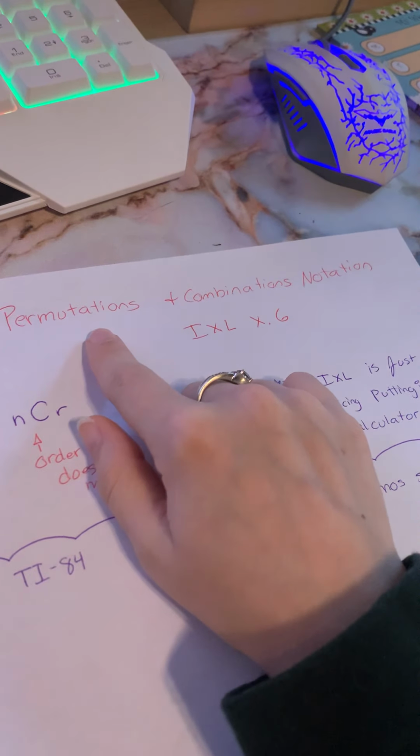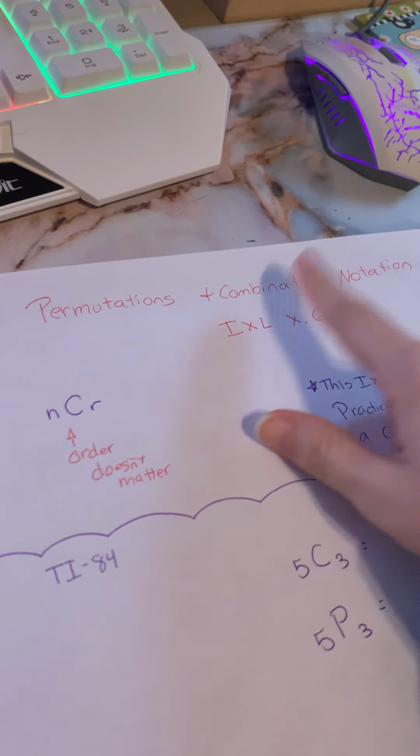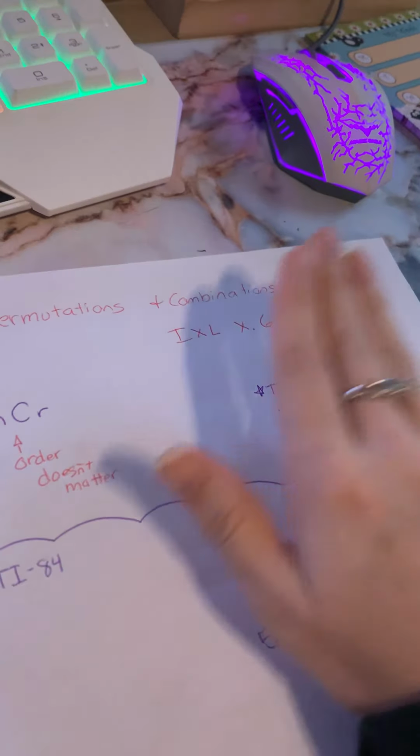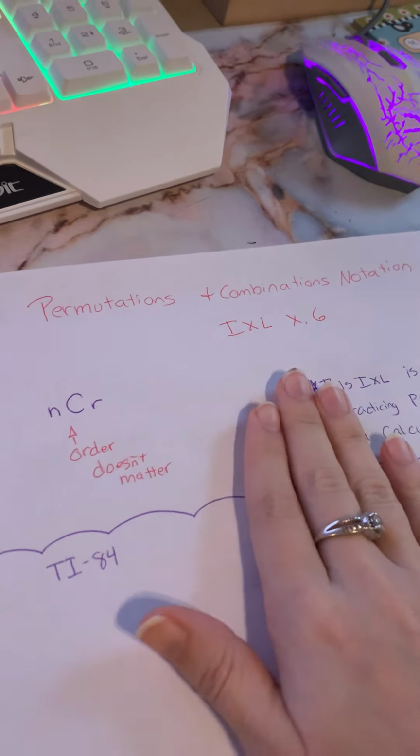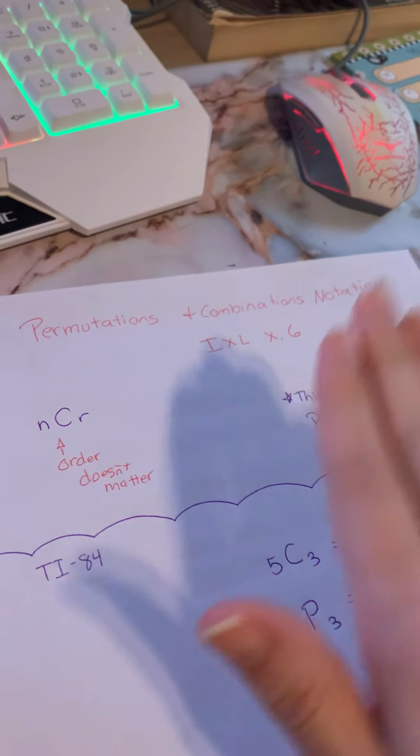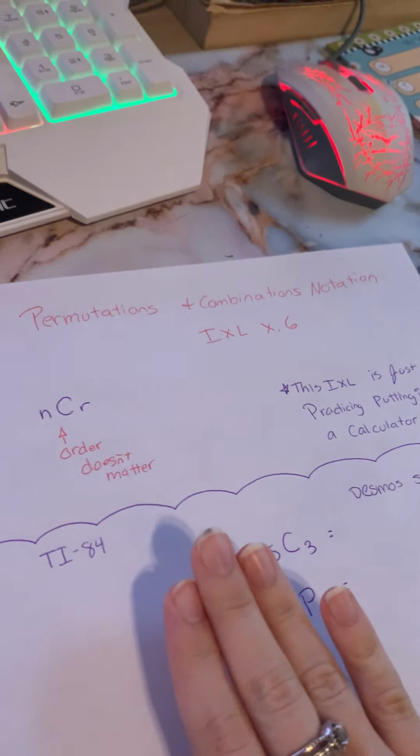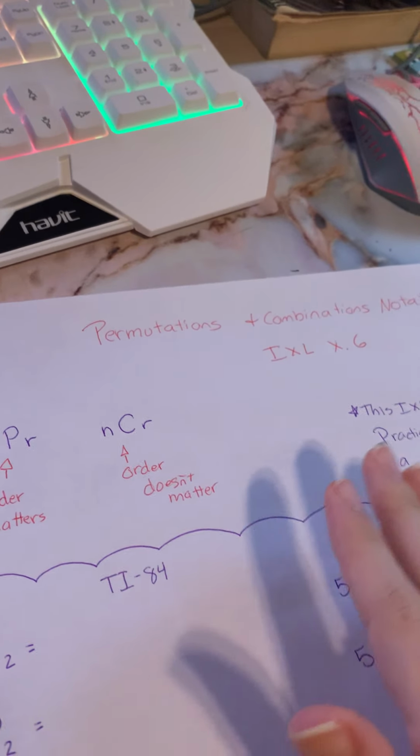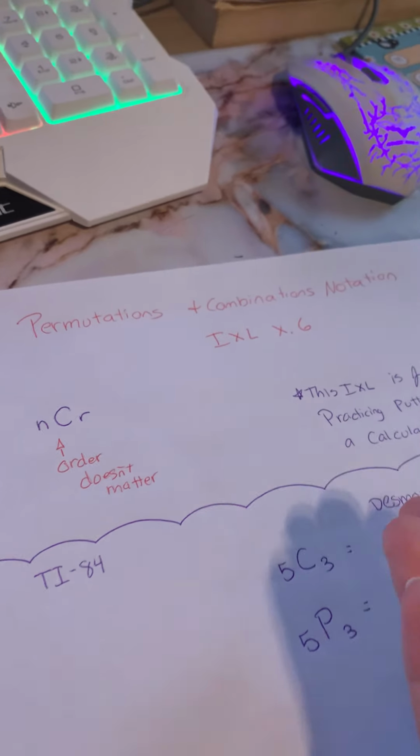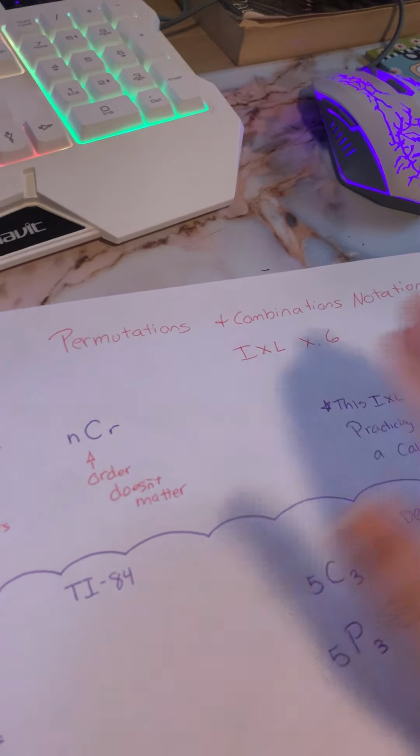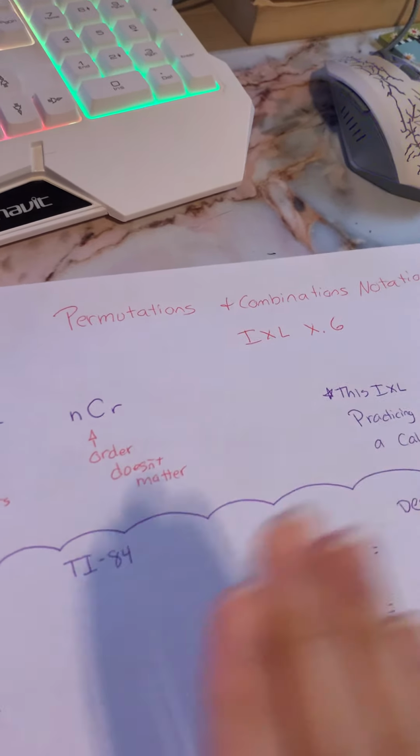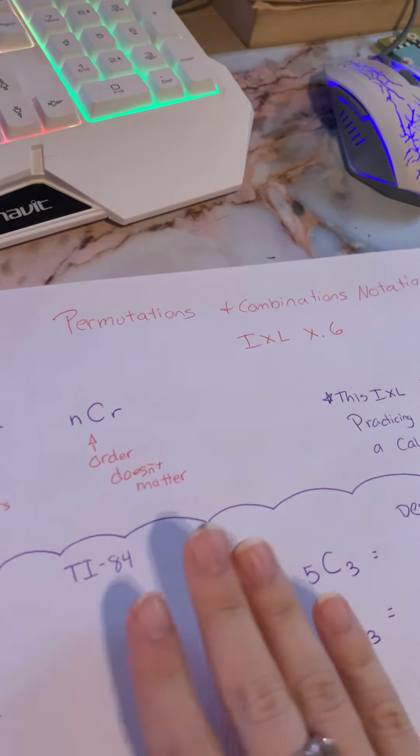Guys, this is IXL X.6 permutation and combination notation. This IXL is going to be really easy. All you're doing is practicing typing them in a calculator, right? You don't even need to know what the difference between them is. I'm going to tell you because you're going to need to know it next time. But for this one, it's all about can you type it in a calculator correctly, right?